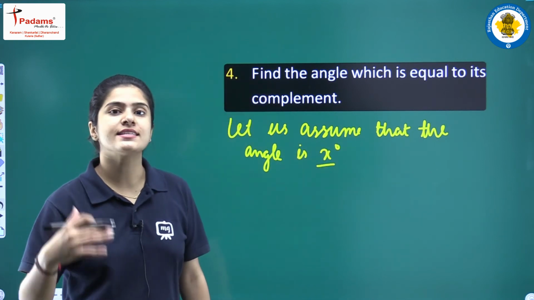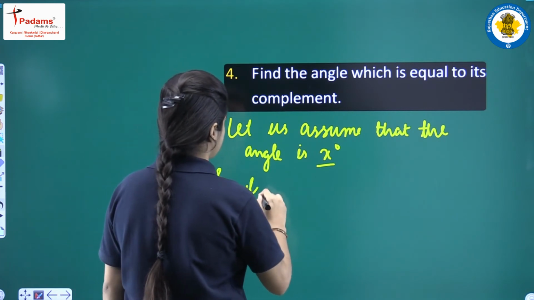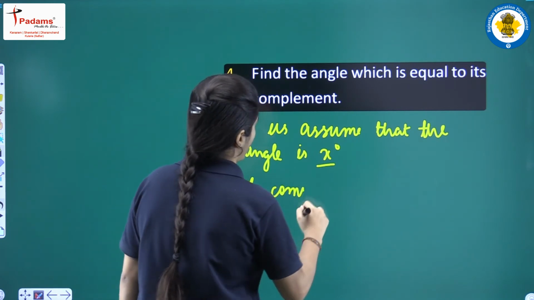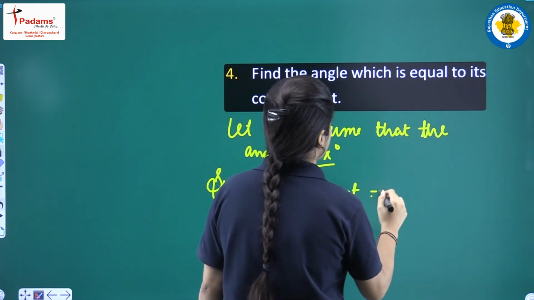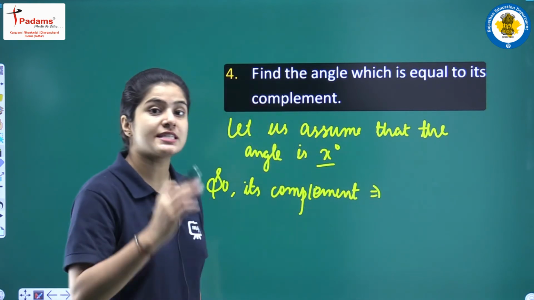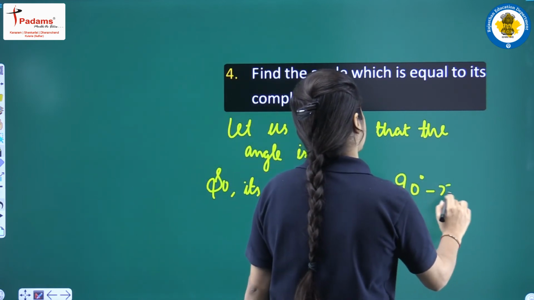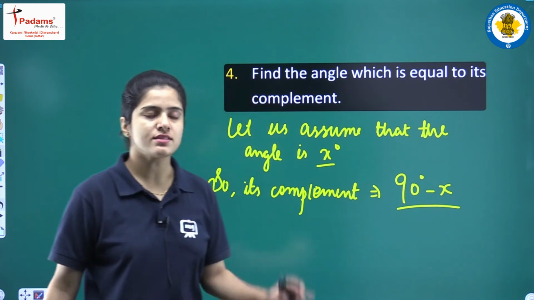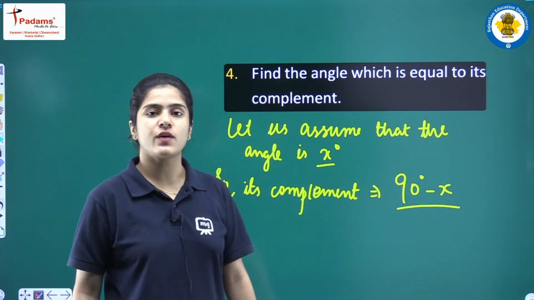So what is its complement, students? Its complement is equal to 90 degrees minus x. The angle is x and its complement is 90 degrees minus x, right students.